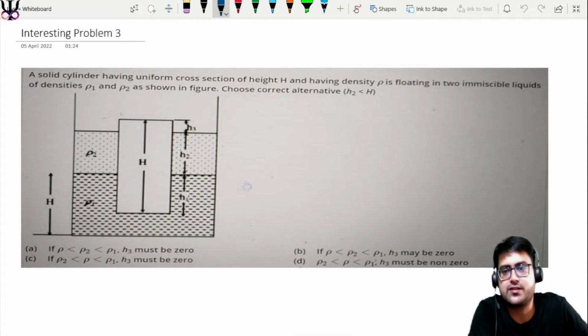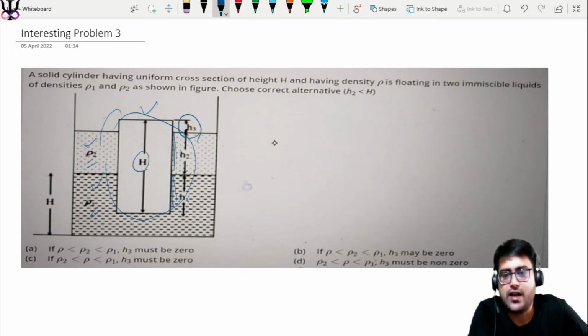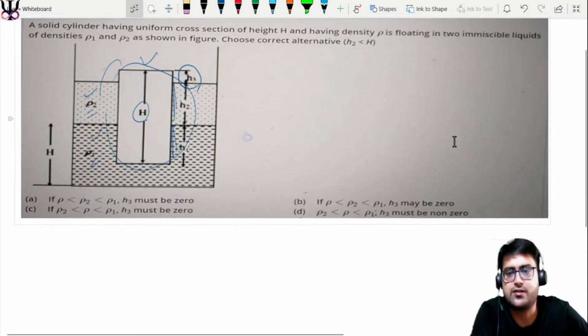So basically the question is like this: a cylinder is submerged in a vessel that contains two immiscible liquids. The first one has density rho 1, the second one has density rho 2. The depth of this cylinder in the first liquid is H1, the depth in the second one is H2. Imagine that H3 is the part in the air, correct? And the total height of the cylindrical object is H, capital H, right? And it asks which option is correct. It's a very simple question actually, right?